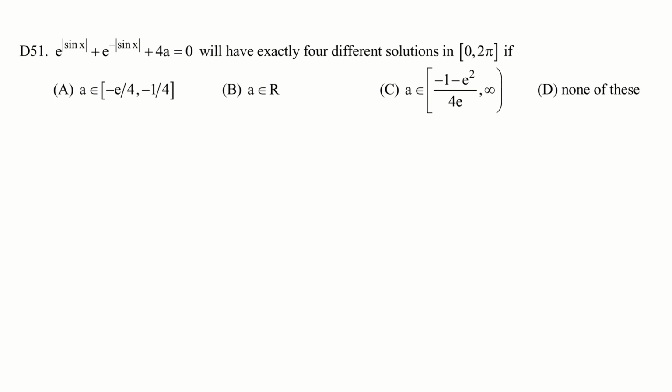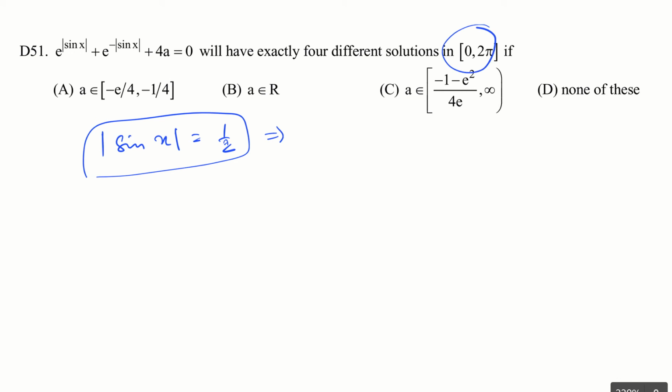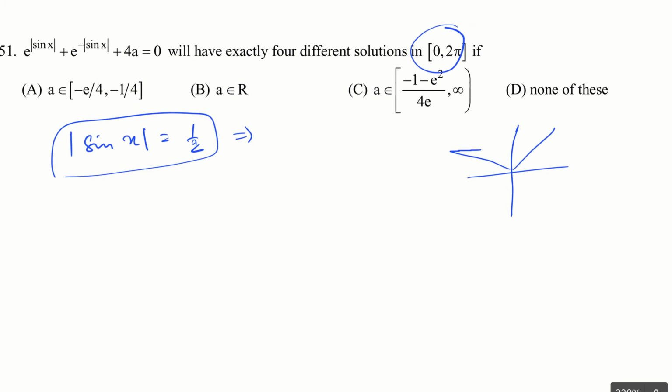In this problem, I want you to observe the small thing first before we do the problem. You see, if I take mod sin x is equal to 1 by 2, then I want you to observe that this equation has four distinct solutions in this interval. You can see that it has one solution in the first quadrant, that is 30 degrees, and then one in the second quadrant 150 degrees, one in the third quadrant 210 degrees, one in the fourth quadrant 330 degrees.